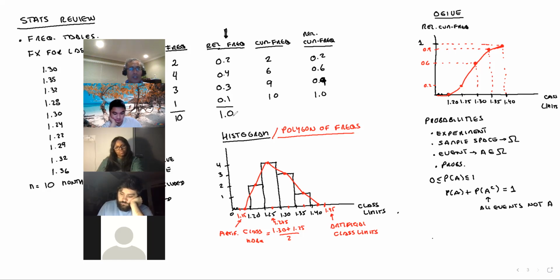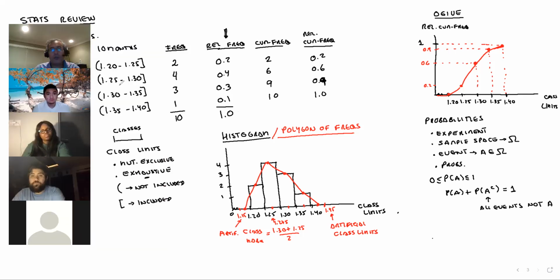Agree with me? My experiment can be this one here. My experiment is simply looking at monthly exchange rates. What is my sample space? My 10 observations, my possible results. What can be one event? Well, whatever you can imagine. For example, one event is that, randomly, I select one exchange rate that is between 125 and 130. So this one here looks like probabilities.